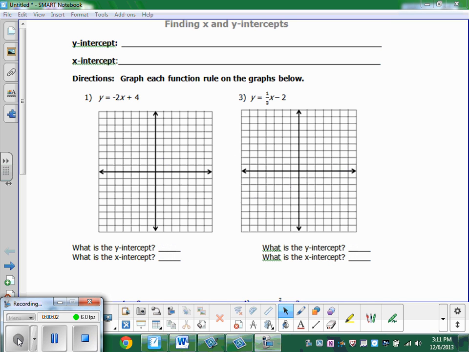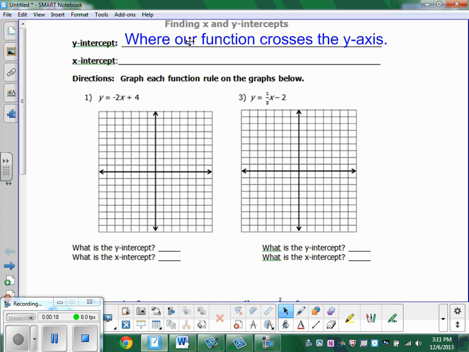During our unit on linear functions and equations, we've discussed the purpose of a y-intercept. We've also discussed its location in a linear equation, as well as what it means on a graph. To this point, we've stated that a y-intercept is where our function is going to cross the y-axis.